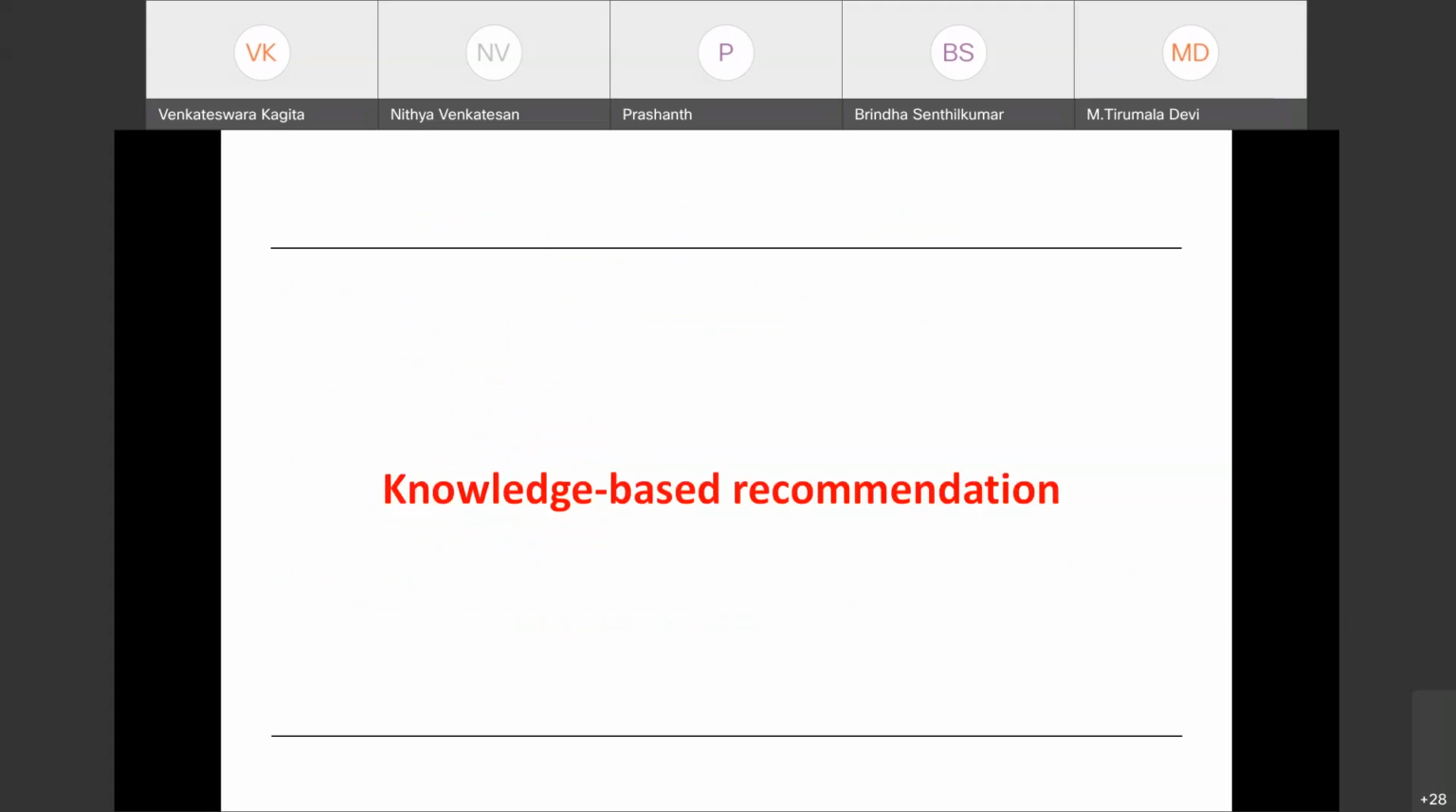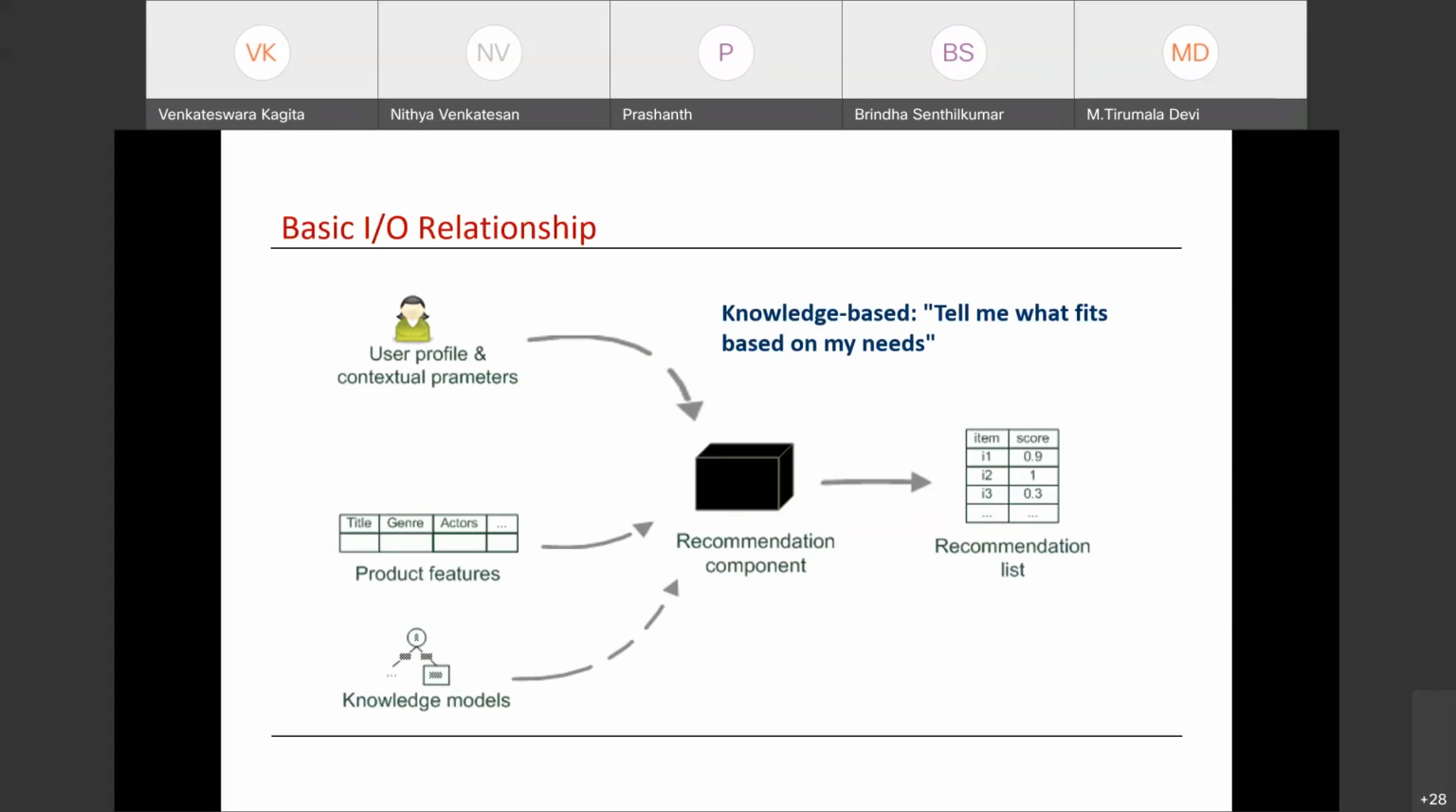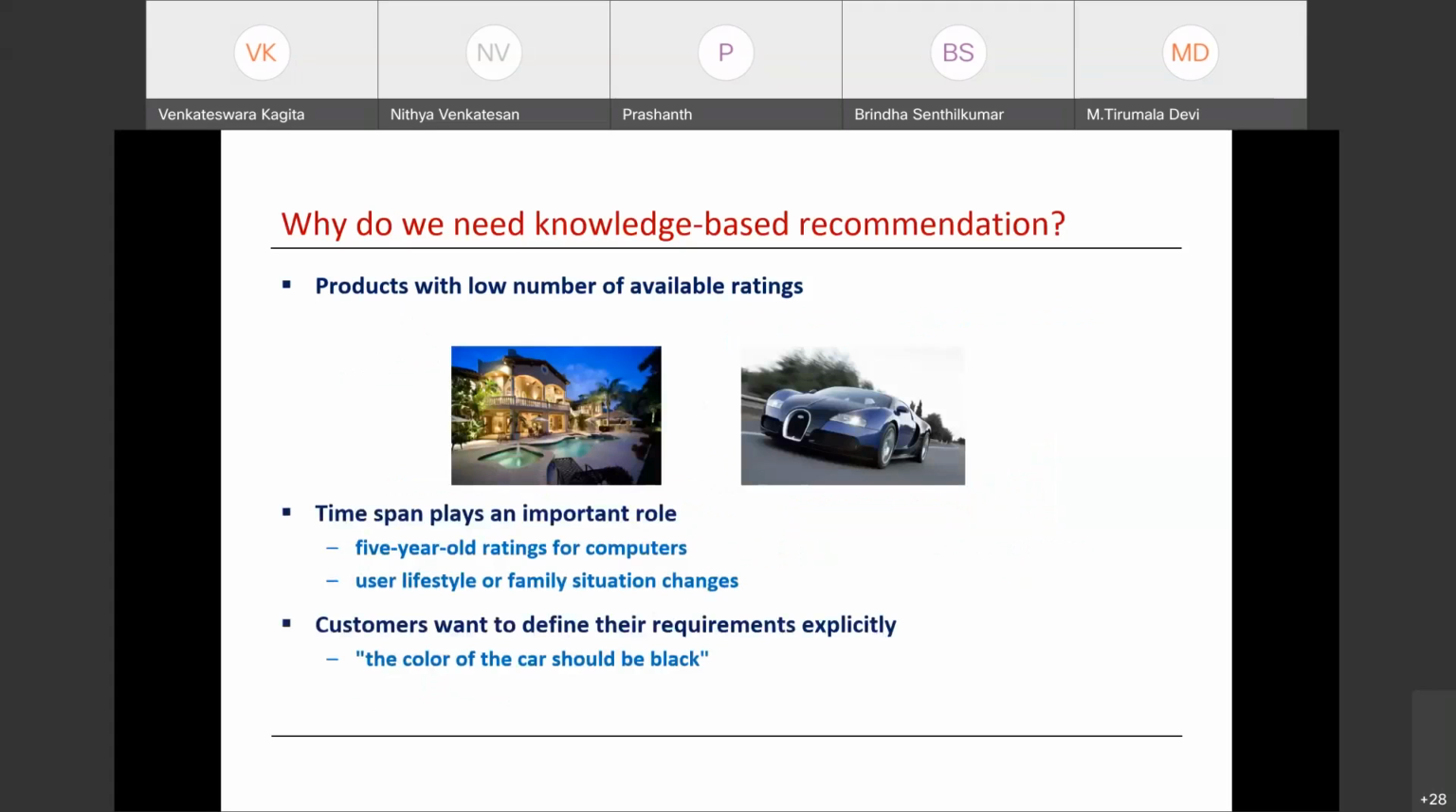The next one is knowledge-based recommender systems. Can anyone tell me what a knowledge-based recommender system is, based on what it recommends? Based on the user needs, isn't it? Recommend me what suits my needs, right? It is more like tell me what fits based on my needs. Knowledge models are required for this. Knowledge models are knowledge about the user requirements or user needs, right? So why do we need this knowledge-based recommender system?